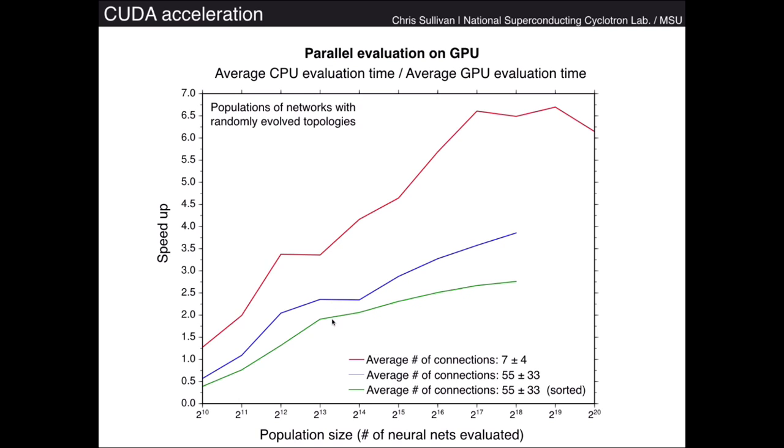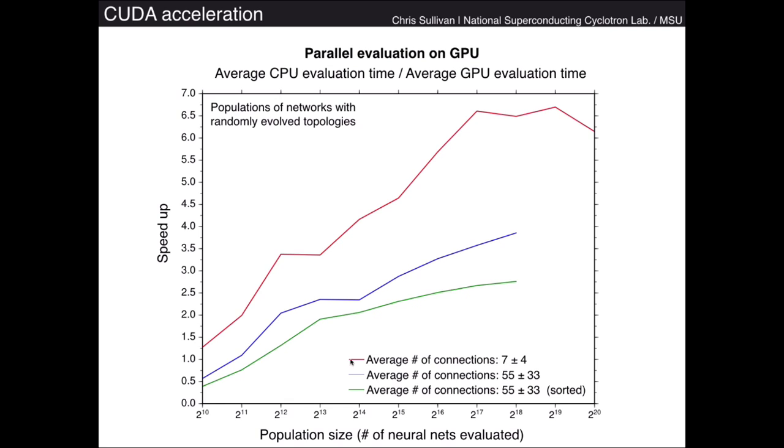Each colored line represents the variance in the network topologies between the different populations. In the case of the red curve, the average number of connections in the networks in this population was 7 with a variance of plus or minus 4. In the blue and the green, the number of connections was around 55, so much larger networks, with a variance of plus or minus 33. So the networks are very different in this case. In some cases, you could have networks with only 10 connections. In other cases, networks with 90 connections or so in the extreme.